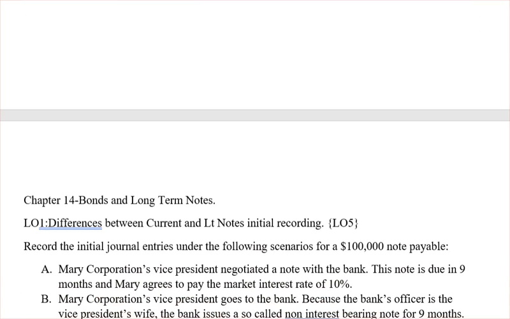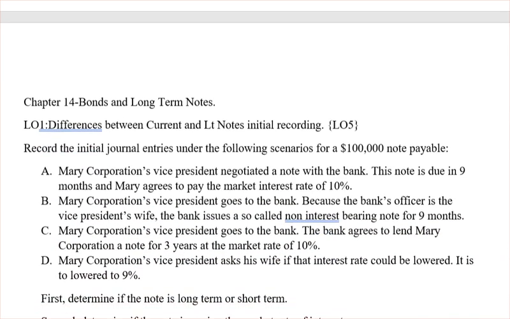This one is about the differences between recording current and long-term notes in our initial recording, which is the recognition. And we are assuming in the problem that we have $100,000 in notes. And in the first case, it says record the journal entries. It's due in 9 months, and she's paying the market rate. It's 9 months. There's no issue here. We're just gonna record it for the 100,000, right?